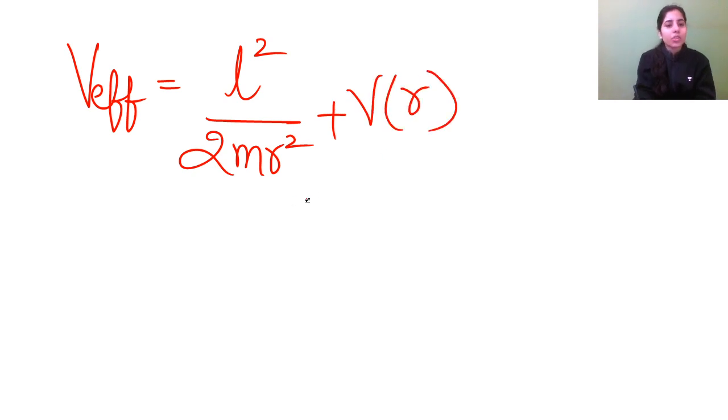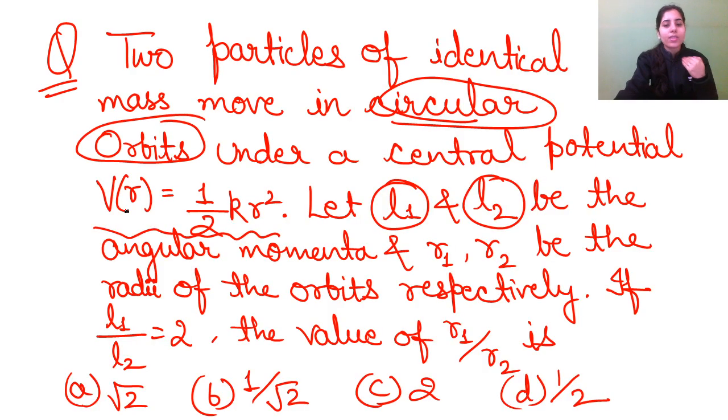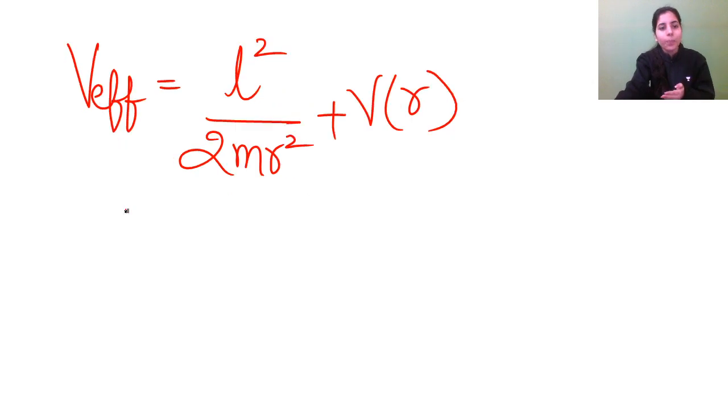V(r) is the potential given to you. L is the angular momentum. R is the distance or the radius which has been given to you. Now, in this case, you have two different situations given to you. Next thing is what they are asking us to find. They are asking us to find the ratio of R1 and R2 when they have given us the ratio of L1 and L2. So the first thing should be clear to us.